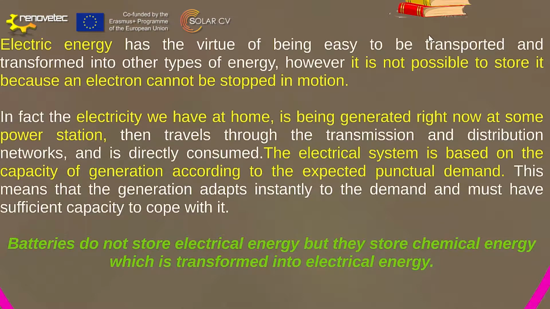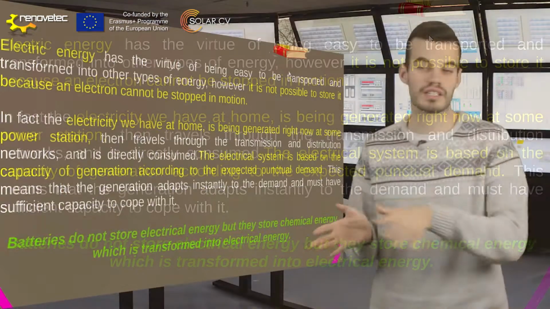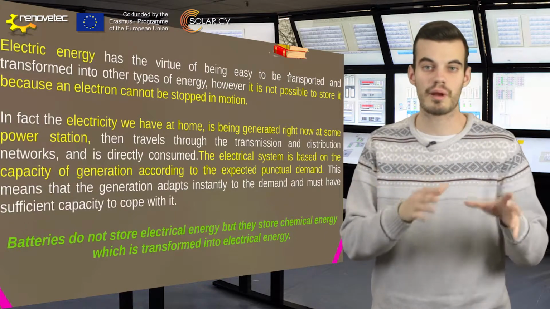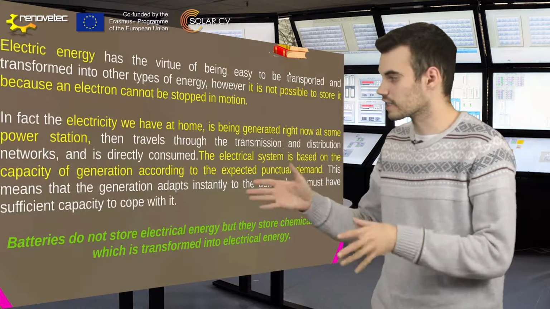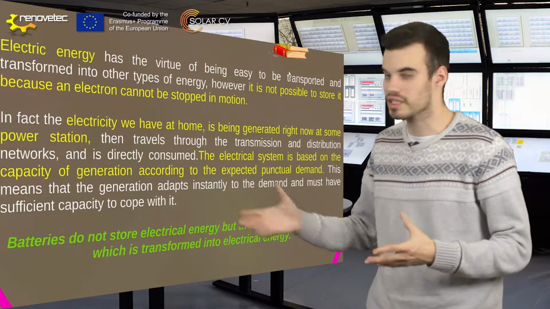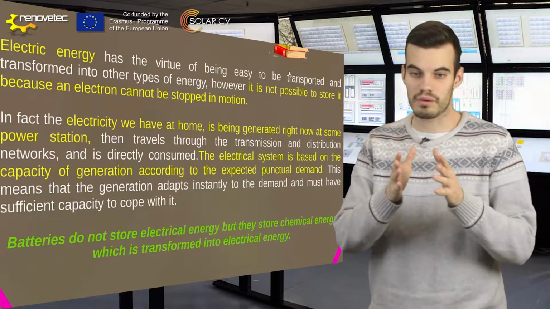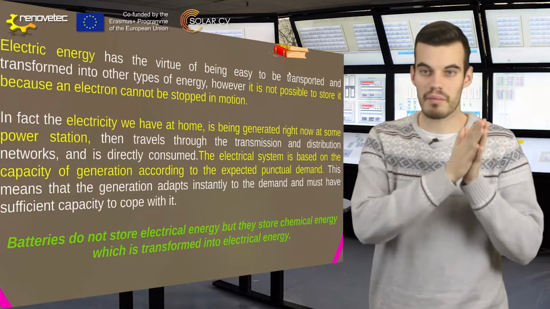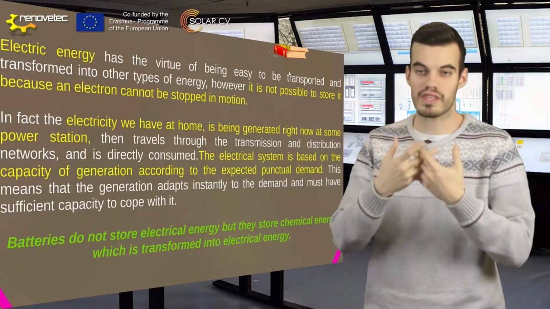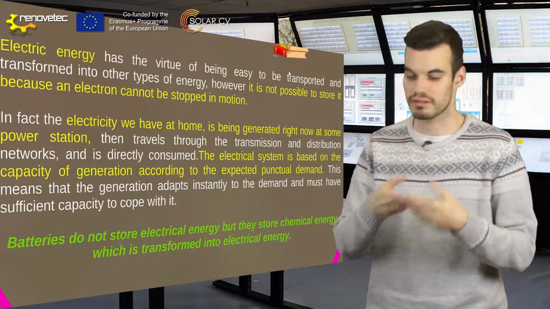In fact, we must take into account that the electricity we are using at home is being generated at this moment, for example, in a solar thermal power plant. So the electrical system is based on the capacity of generation according to expected punctual demand. The power plant must match the energy demanded by the population.